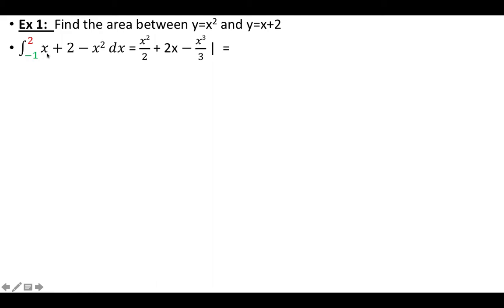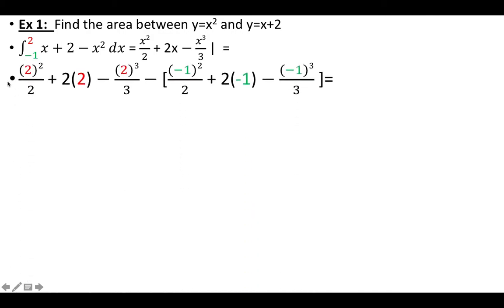So the antiderivative of x is x squared divided by 2, plus the antiderivative of 2 is 2x, minus, and then the antiderivative of x squared is x to the third, all divided by 3. Once I have the antiderivative, you're going to go ahead and plug in. So you're going to plug in the top number, subtract, plug in the bottom.